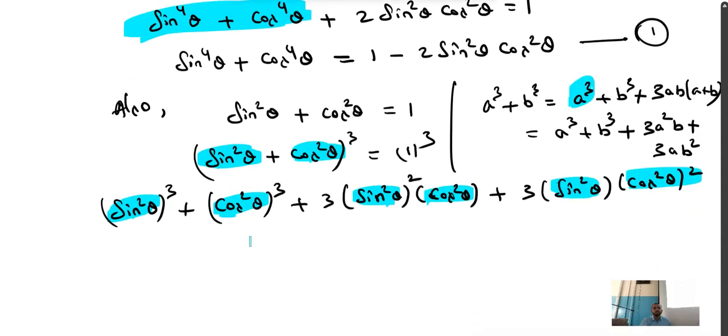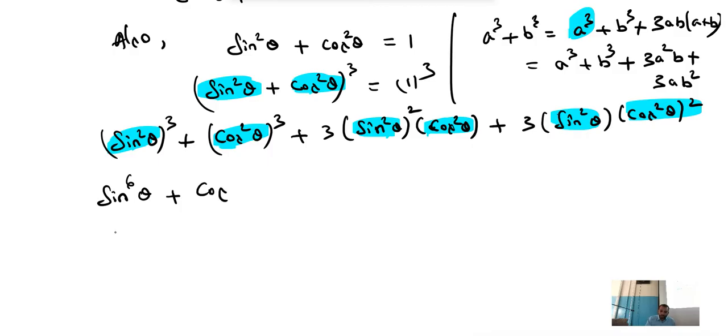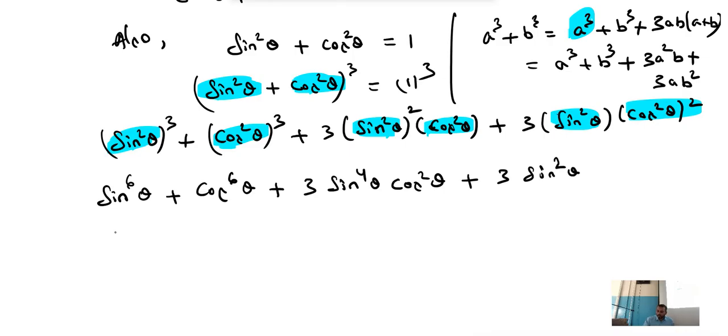Understood? Now sin square whole cube is sin power 6 theta, plus cos power 6 theta, plus 3 into sin power 4 theta into cos square theta, plus 3 into sin square theta into cos power 4 theta.